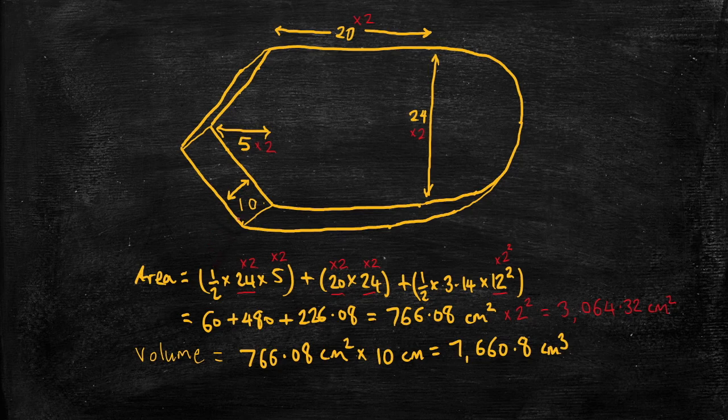Thinking about the volume now, let's suppose that the other dimension on the volume, the 10, also gets multiplied by 2. Then the volume is going to be multiplied by 2 cubed. And 7,660.8 times 2 cubed, or 8, comes to 61,286.4 cubic centimeters.